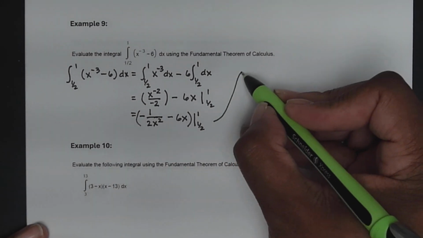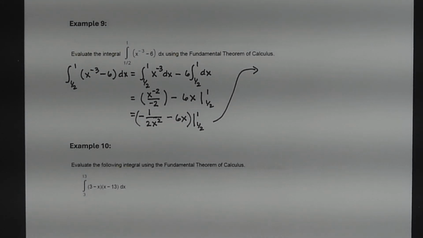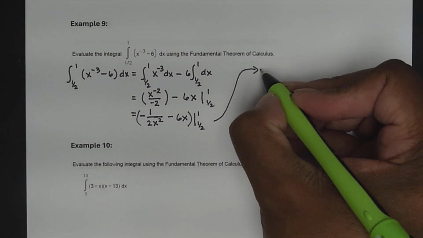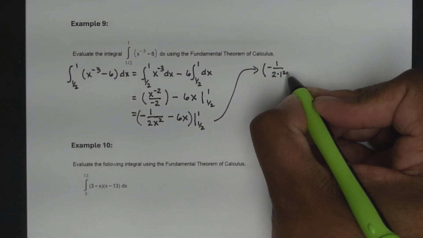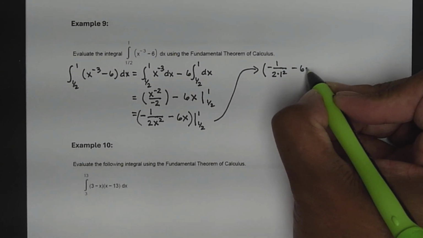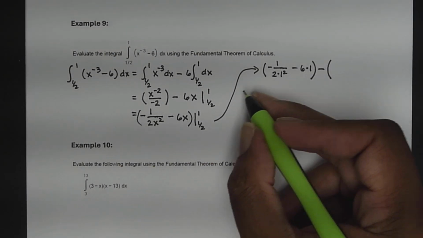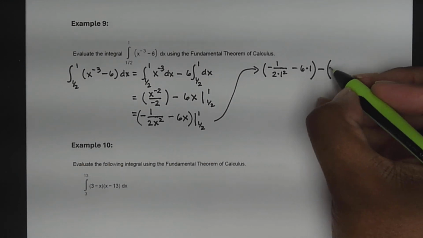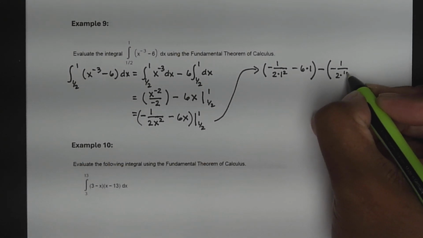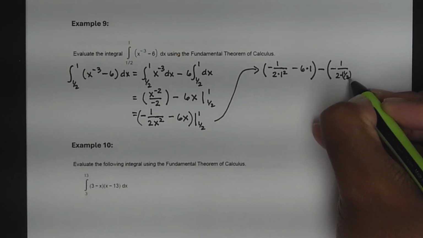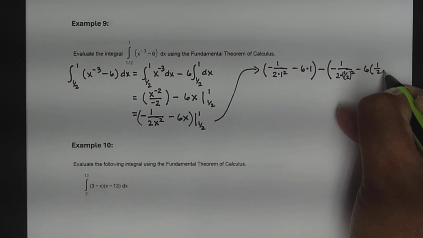Okay, and I'm going to continue this over here by doing the upper limit minus the lower limit. All right, so my upper limit is 1, so it'll be negative 1 over 2 times 1 squared minus 6 times 1. Then minus the lower limit, which is 1/2, so it'll be negative 1 over 2 times a half, and that's going to be squared, minus 6 times 1/2.